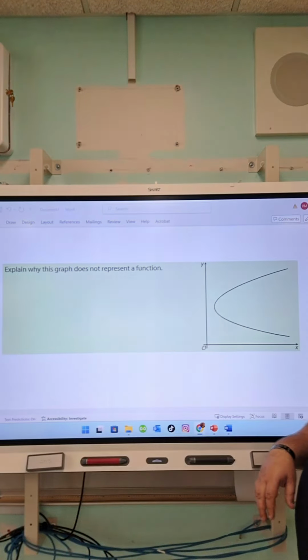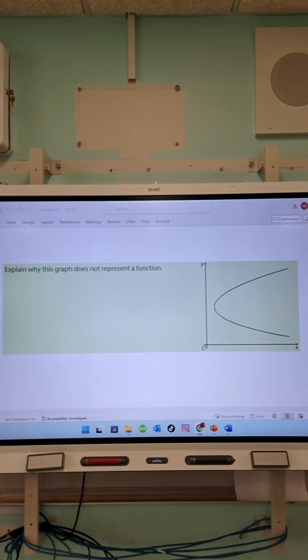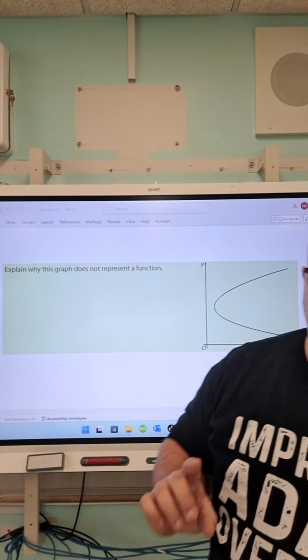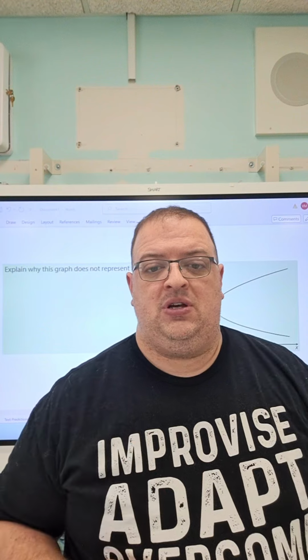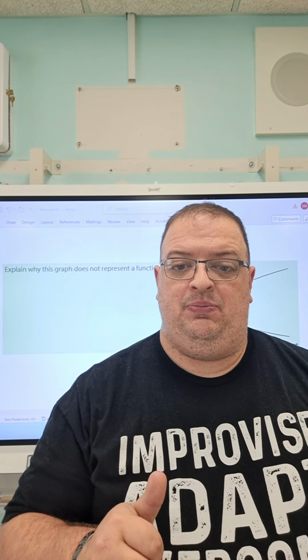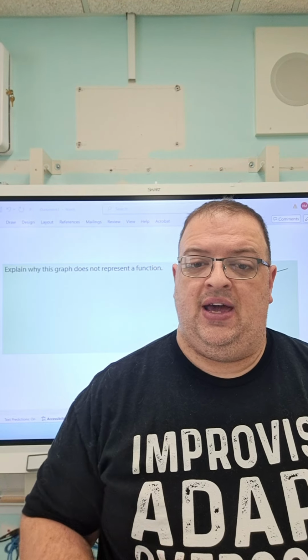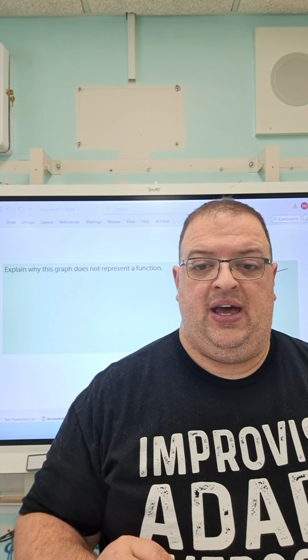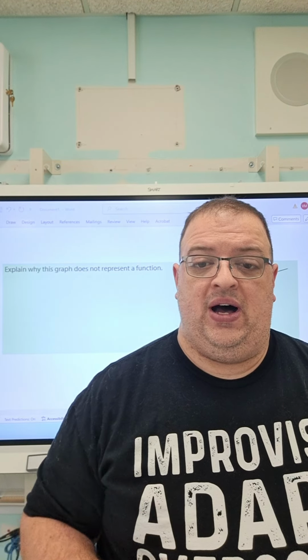In today's lesson, we're looking at how we know if something is a function by looking at its graph. So here in our example, it asks us to explain why this graph does not represent a function. What you need to remember is, in order for something to be a function, every input, which is usually your x value, is only allowed to have one output, which is your y value.